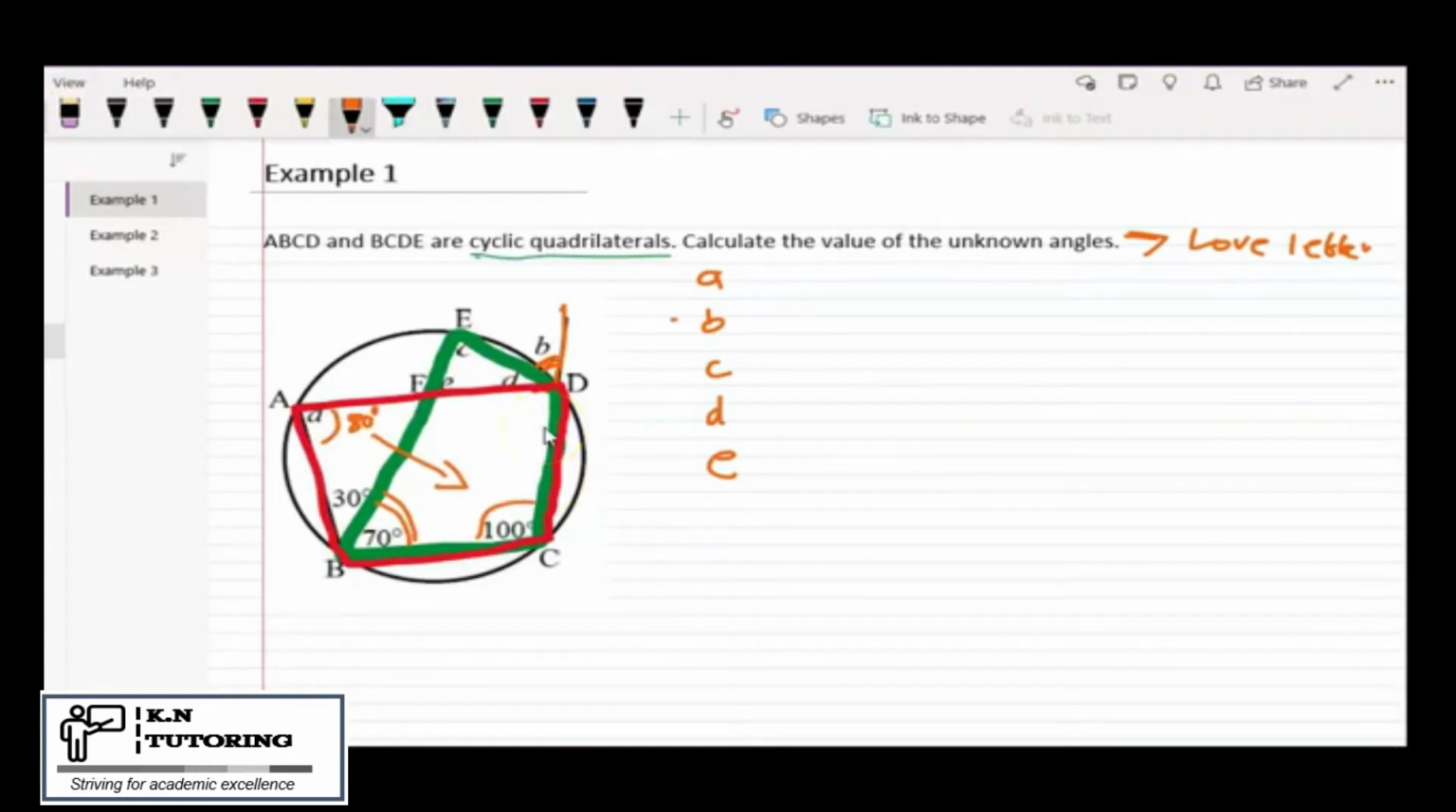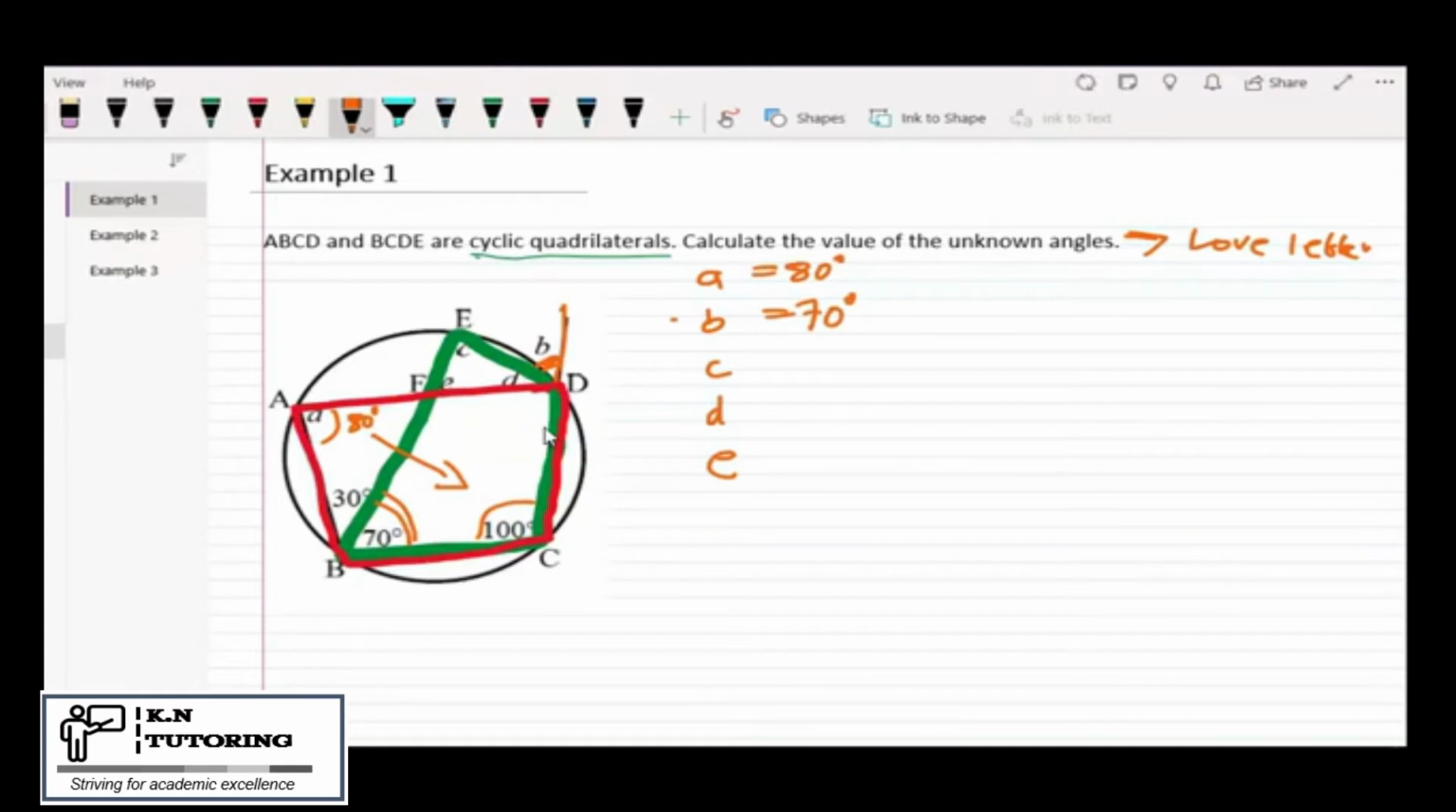So this angle, as I was saying, angle B will be equal to this angle, 70 degrees, because the exterior angle of a cyclic quad is equal to the interior opposite angle. So this is 80, this is 70, and then C, where is C?